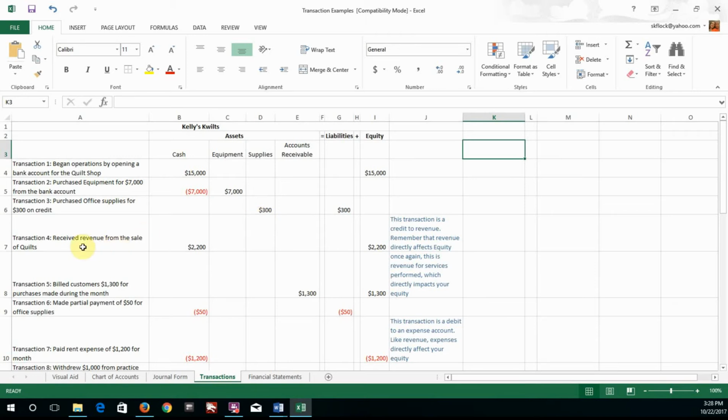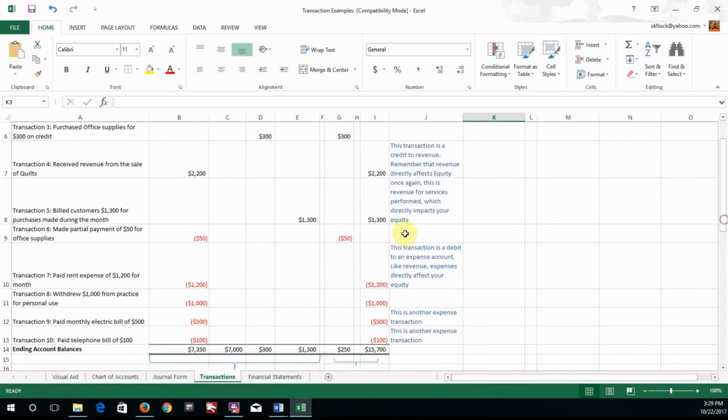The fourth transaction, we've received revenue from the sale of quilts. So our customer bought some quilts and paid us. We increase our cash. We increase our equity. Remember, your revenue has a direct effect on your equity. It increases it.